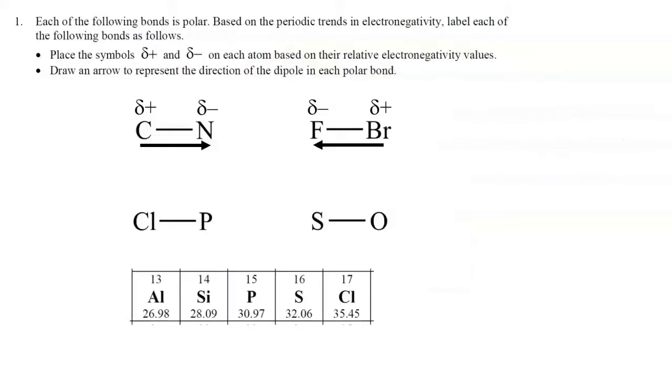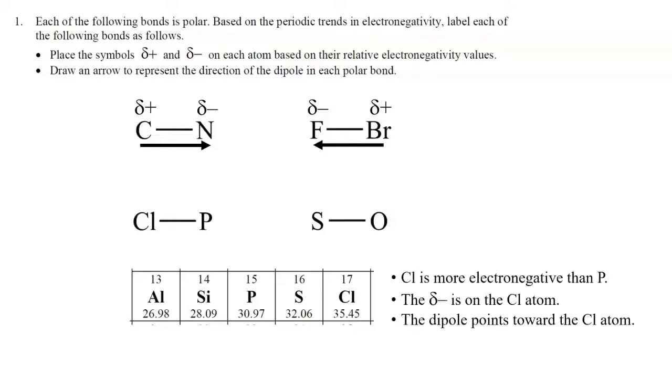Phosphorus and chlorine are in the same period. Chlorine is further to the right, so chlorine is more electronegative than phosphorus. The partial negative charge is on the chlorine atom, and the dipole points toward the chlorine atom.